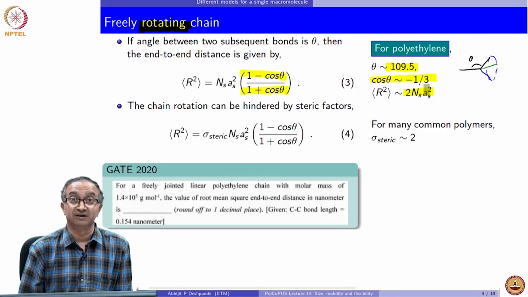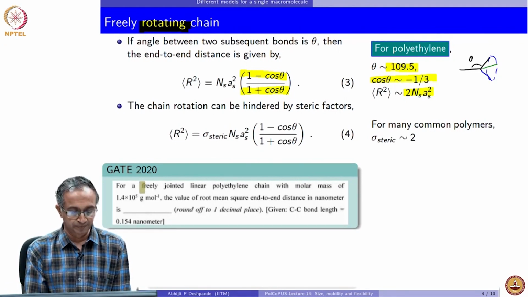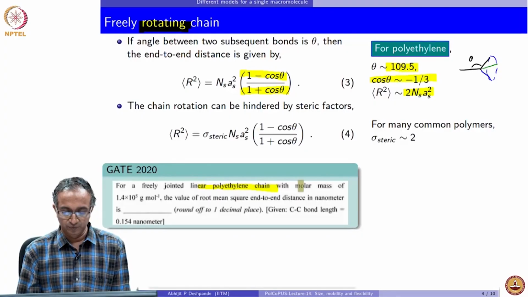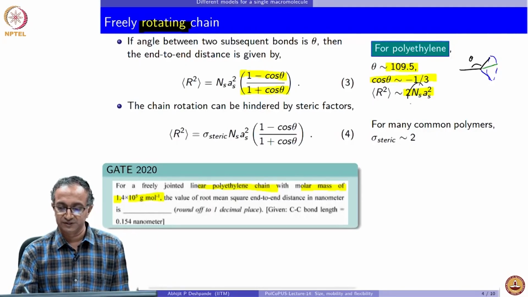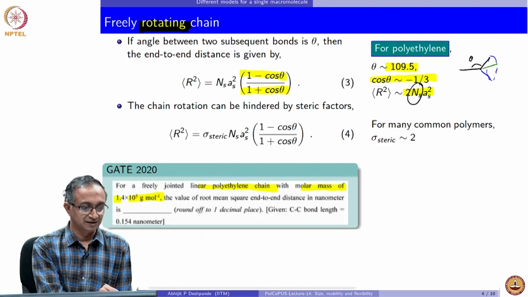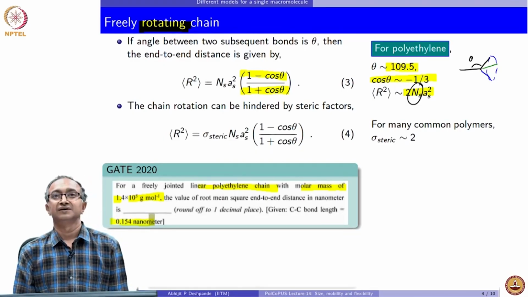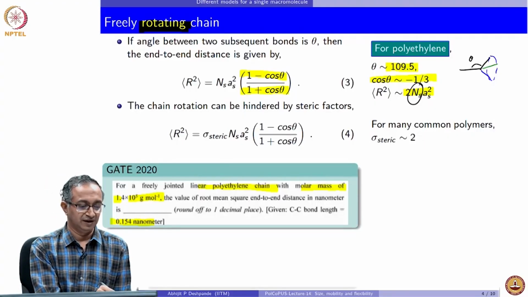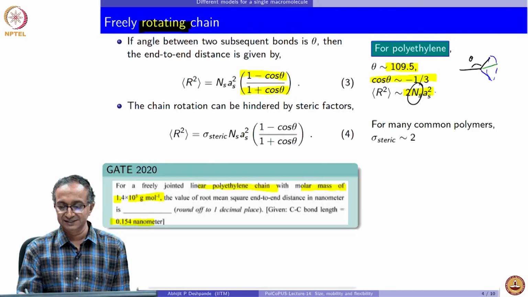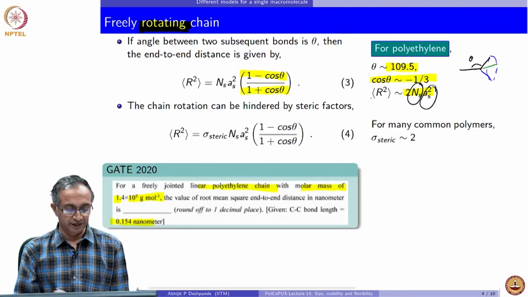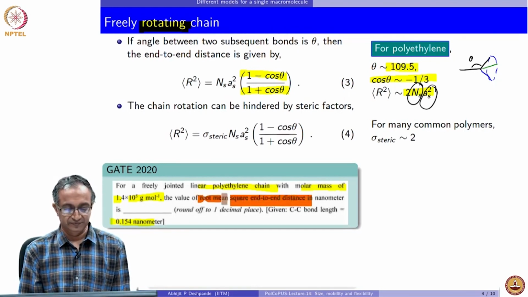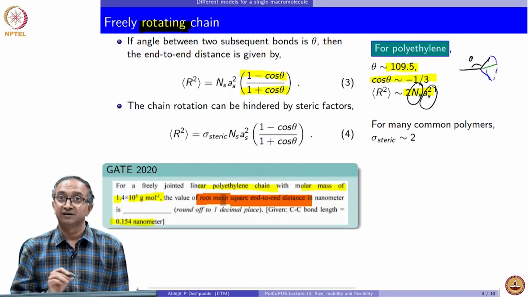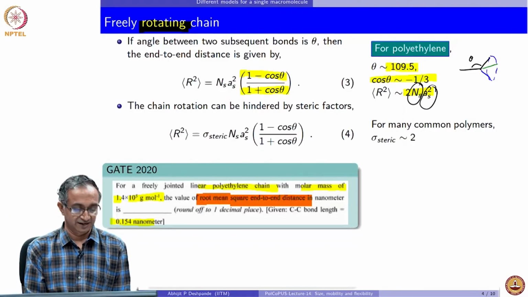You can see here a recent question from an exam. It's a polyethylene chain with a given molar mass. Once molar mass is given, I hope you can recognize that we immediately know what Ns is. And in this problem, of course, As is also given. So we have the knowledge of both Ns and As, and therefore we should be able to calculate the end-to-end distance as is being asked, and again the root mean square. So you can attempt this. I'll give the answer at the end of the lecture.